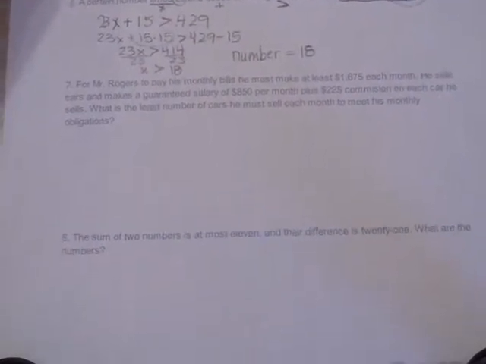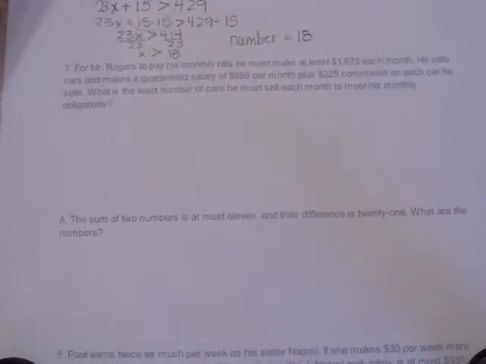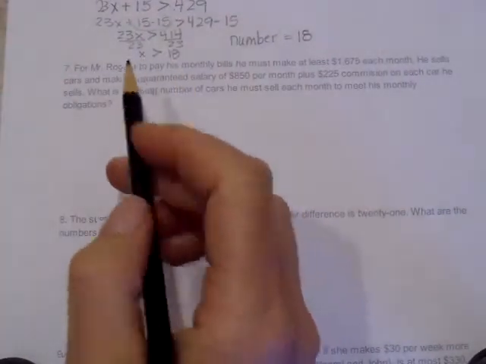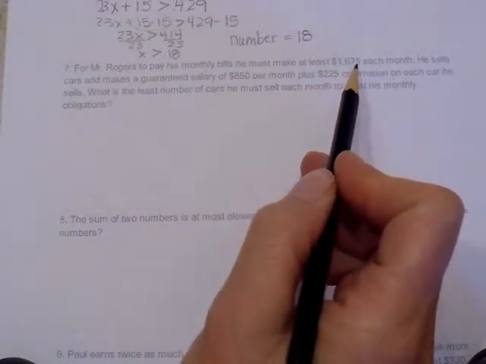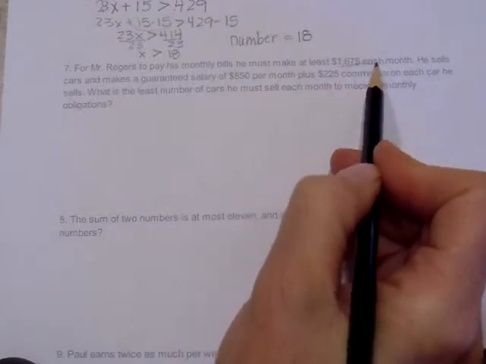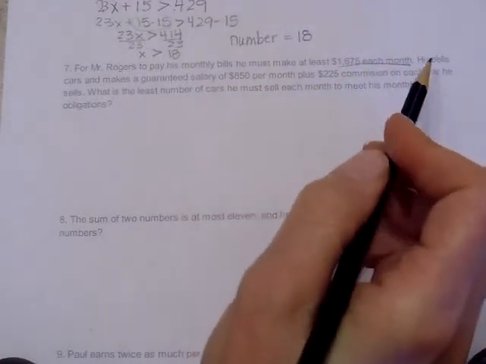instead of just listening to me doing them. Pause them and then listen, and then pause and listen. Let's do 7. For Mr. Rogers to pay his monthly bills, he must make at least $1,675 each month. Each month. That's what he needs to pay his bills.